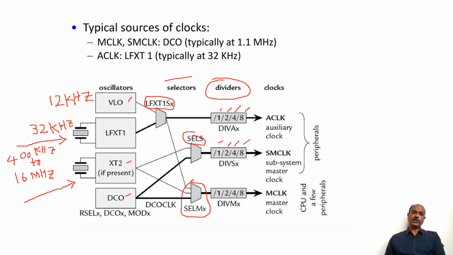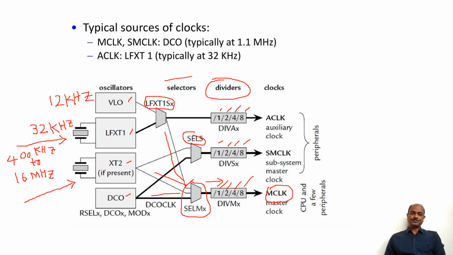Either I can generate it by using VLO, LFXT1, that will be coming here, then XT2, or by DCO, and we can select any one of them by using selector bits. Then the output that is coming here, we can divide it by either 1, 2, 4, or 8 to give the MCLK clock pulse. So this is how internally the different types of clocks will be generated by the MSP430 microcontroller.